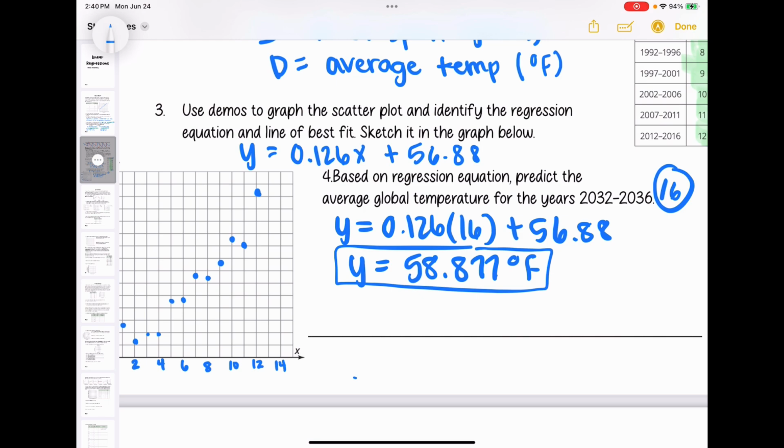And that completes the first set of notes for the linear regression pack.